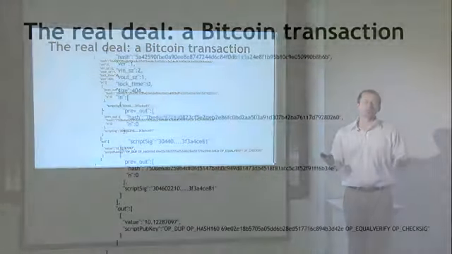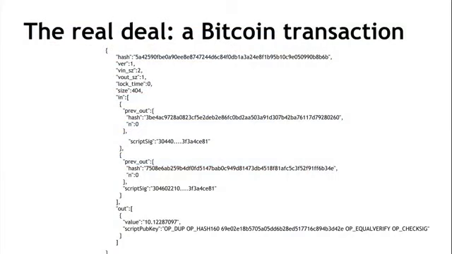So conceptually, that's really all there is to a Bitcoin transaction. And let's look at what it looks like at the low level. One of the goals of this lecture is to show you the real data structure, the real deal of what Bitcoin looks like.